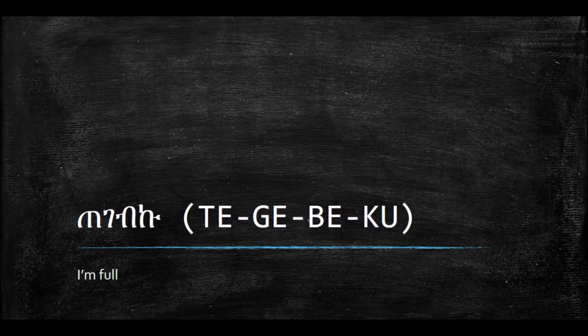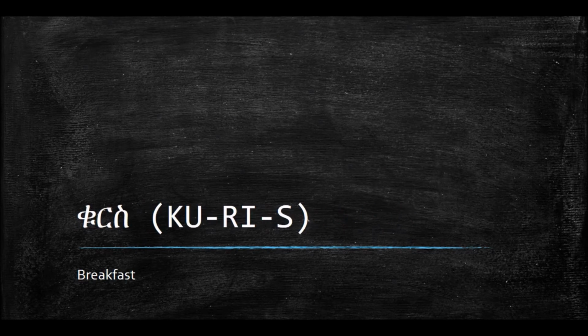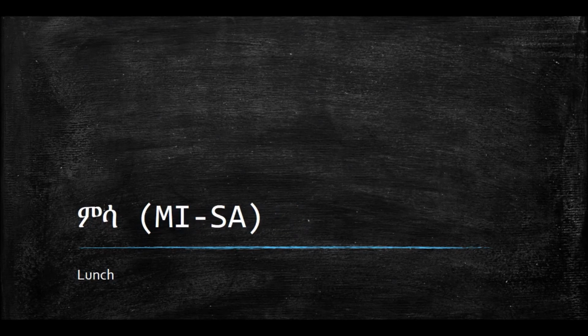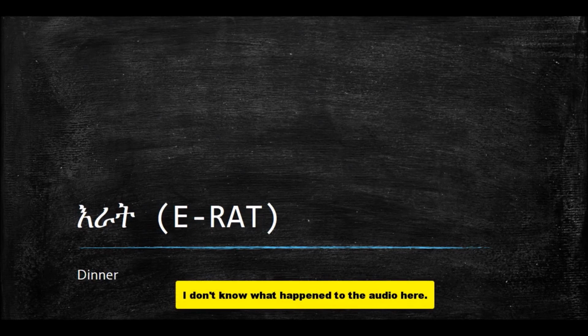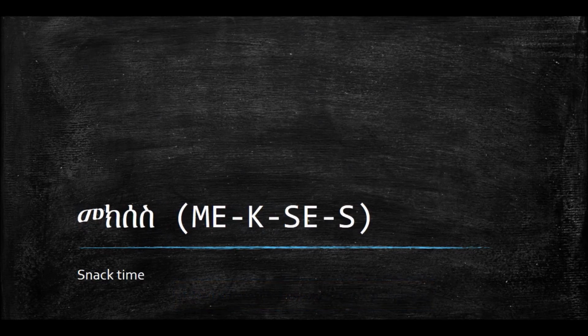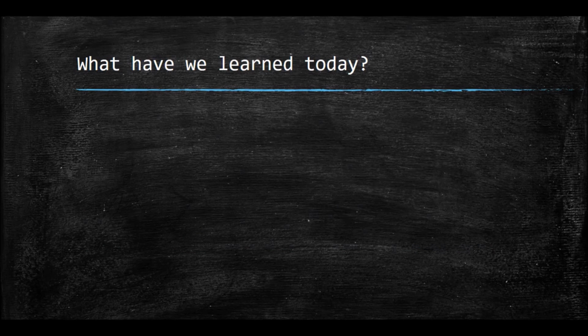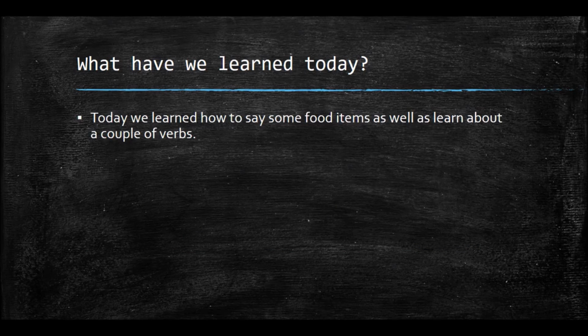The way you would say I'm full is tagabku. Breakfast in Amharic is kurs. Lunch is misa. Dinner is irat. A snack is mekses. So today we learned about some fruits and vegetables as well as some verbs and phrases dealing with food.